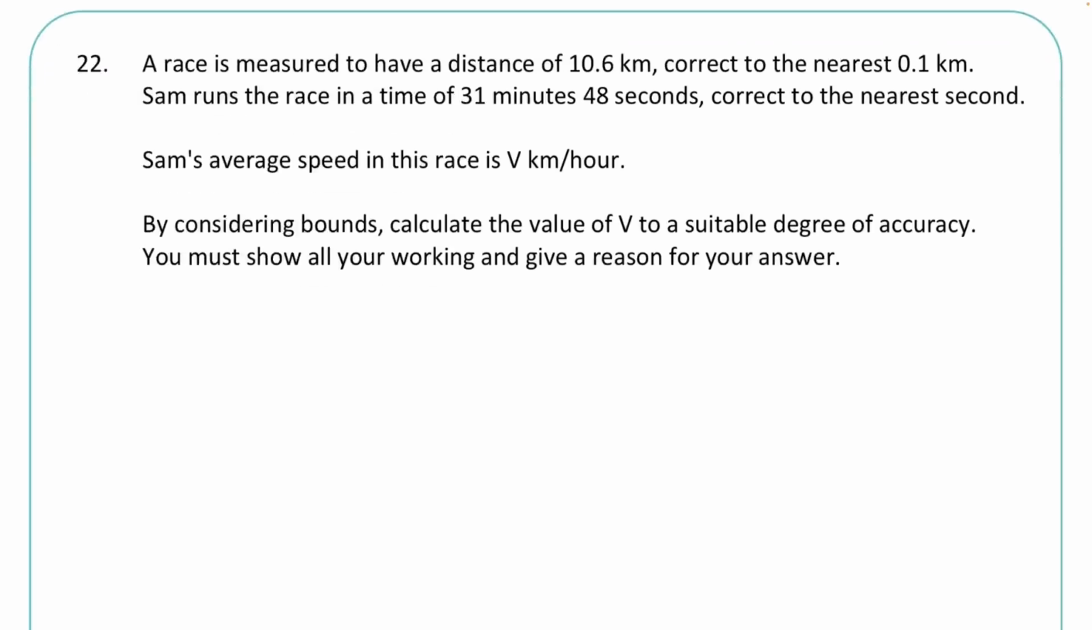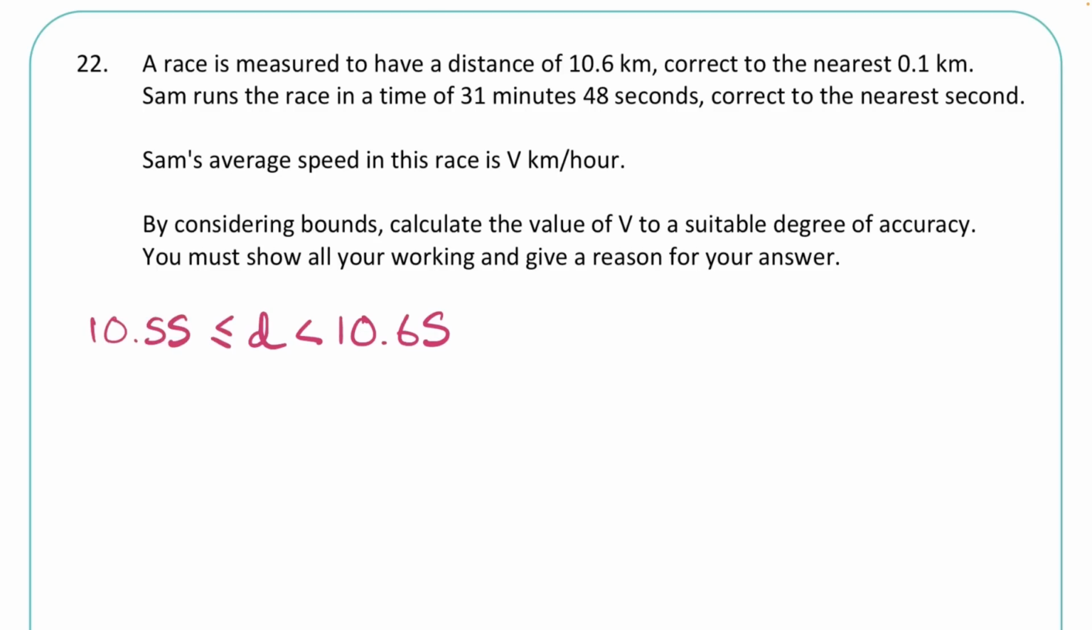Okay, so question 22. So for this one, we have some bounds, and the bounds are including compound measures. So this one here we have speed, distance and time. So it says here a race is measured to have a distance of 10.6 kilometres, correct to the nearest 0.1. Now straight away, as soon as I see that, I'm going to write the error interval down. So the error interval for the distance, if it's correct to the nearest 0.1, well that'll be 10.65 on the right there for the upper bound, and 10.55 for the lower bound.